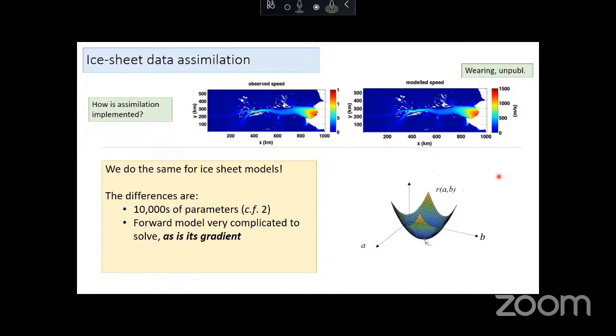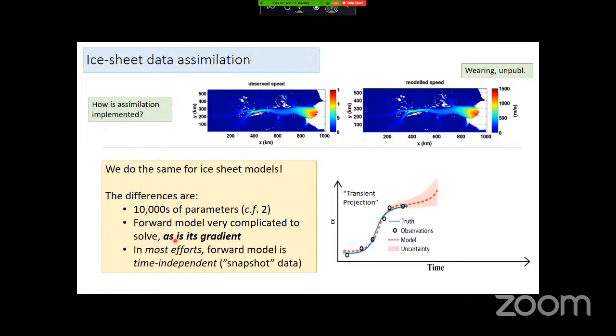And so is this gradient. So in most efforts, this is so difficult to do that the forward model is not time dependent. It's not evolving. It just finds velocity as a result of these parameters and the bathymetry and geometry of the ice sheet at a single point in time. It doesn't incorporate what we've seen, for instance, over the last 10 years or the last 30 years with respect to ice sheet thinning.